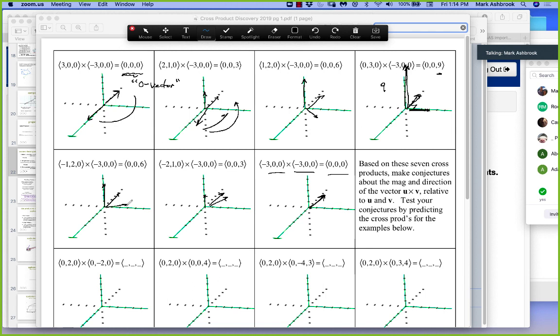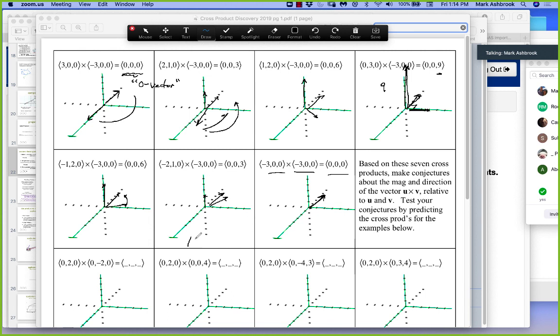And then it keeps going, and it's getting closer and closer to parallel, so that vector is getting less and less orthogonal. These two vectors are less and less orthogonal, more and more parallel, so the magnitude of the cross product comes back down to 0 again. Okay.